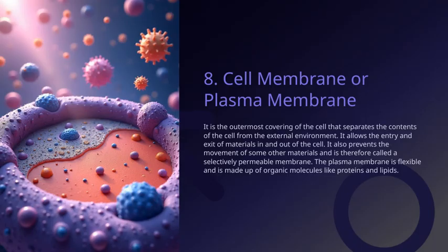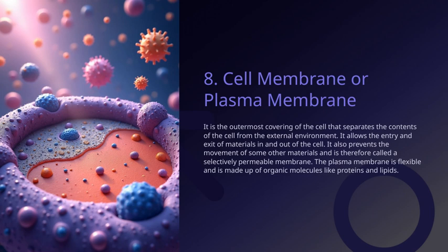Now, let's take a closer look at the cell membrane, also known as the plasma membrane. This is the outermost layer of the cell, acting as a protective barrier that separates the interior of the cell from the external environment. It plays a crucial role in controlling what enters and exits the cell, ensuring that essential nutrients get in and waste products are removed.